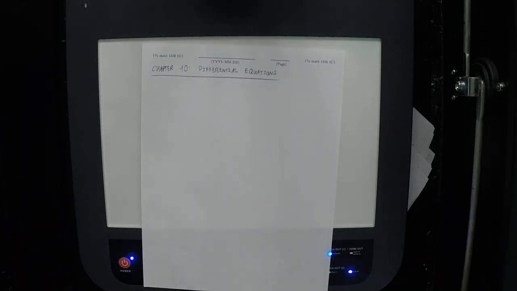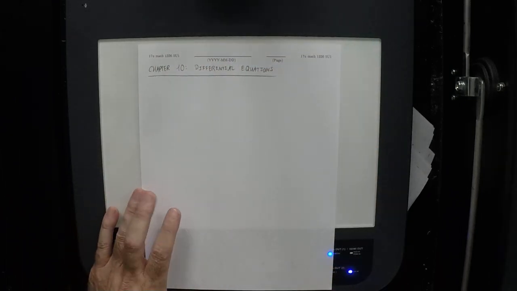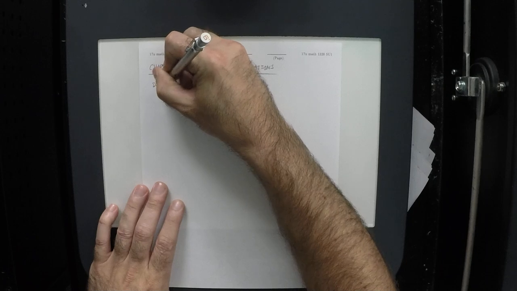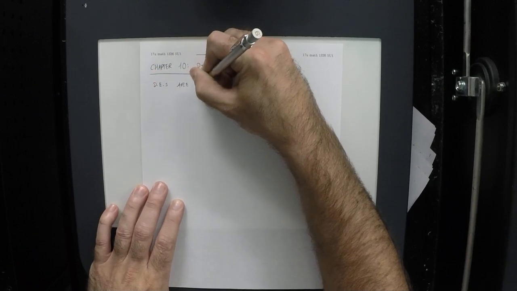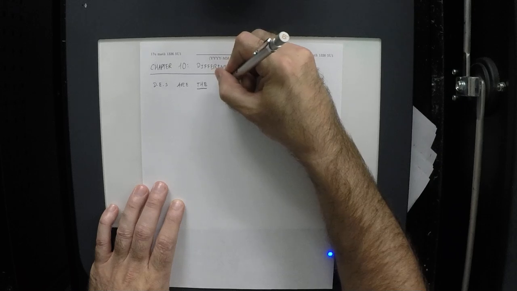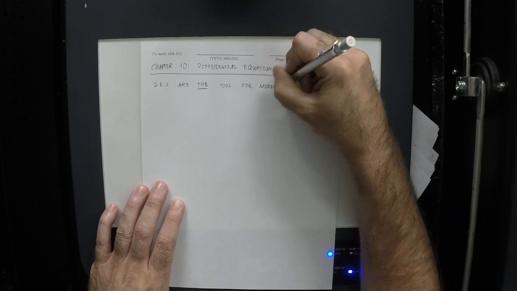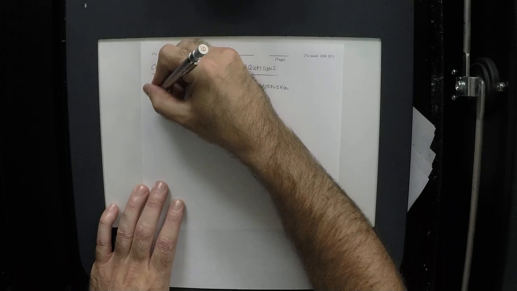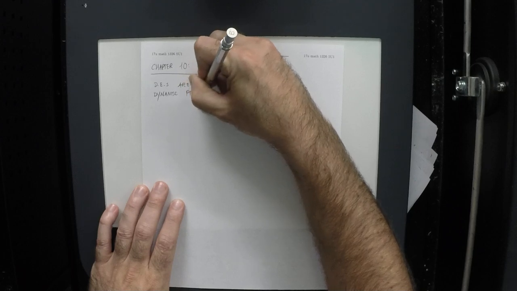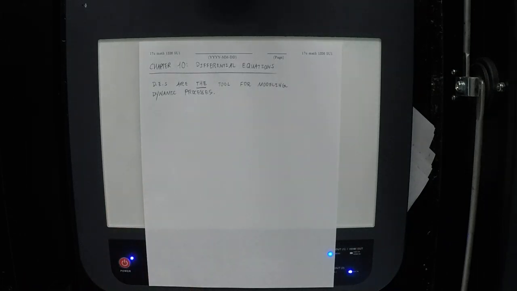So the summary of differential equations, I'll say it like this, since this is an applied calculus course. The summary is that differential equations are the tool, and I'm going to underline the, are the tool, for modeling dynamic processes. Okay, so let me explain what I mean by that.